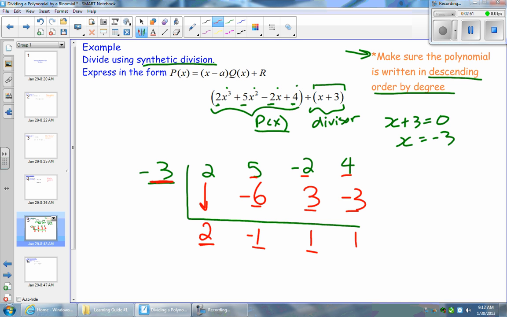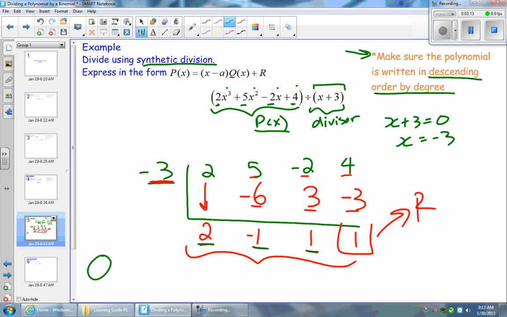Now we need to take a look at the numbers that we produced in the bottom row. This last number here is going to represent your remainder. So once we divided, we find that we have a remainder of 1. Now these three numbers, on the other hand, represent the coefficients of our quotient. So if I was to write our quotient, which we will denote as q of x, it will have the coefficients of 2, negative 1, and 1.